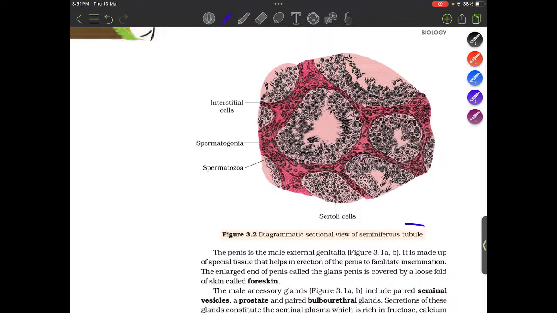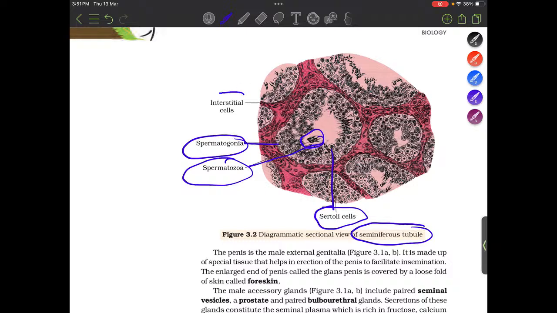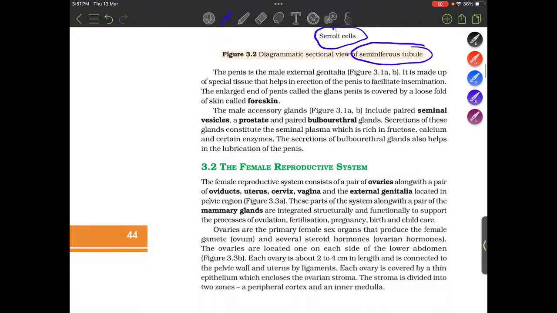Here is a diagrammatic sectional view of seminiferous tubule. This is Sertoli cell, and these are spermatozoa, and this is spermatogonia, and here are interstitial cells in interstitial medium.